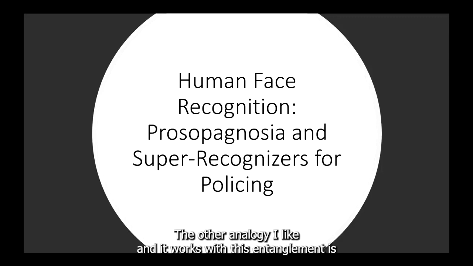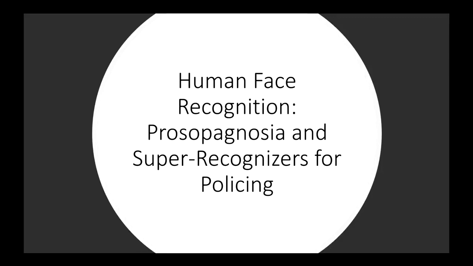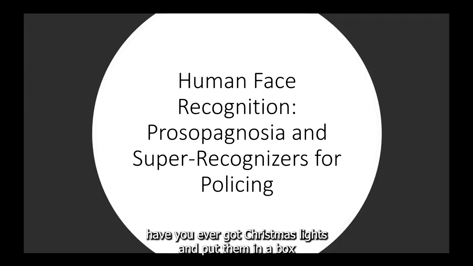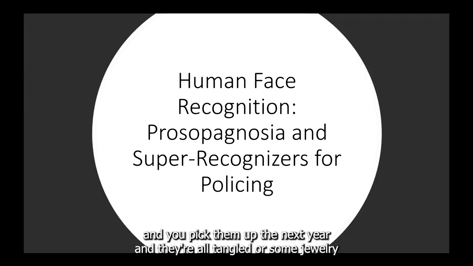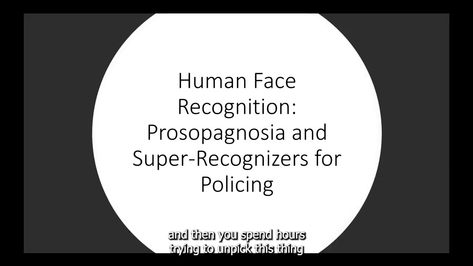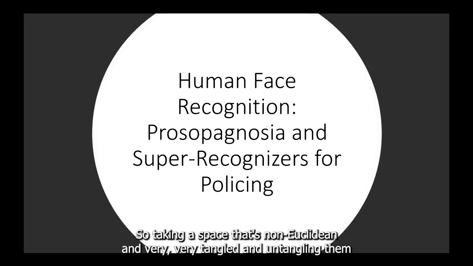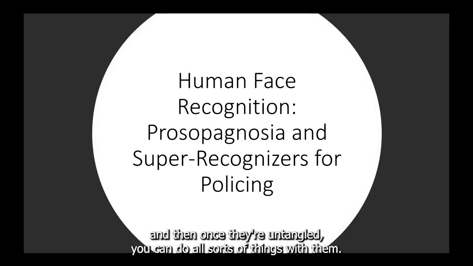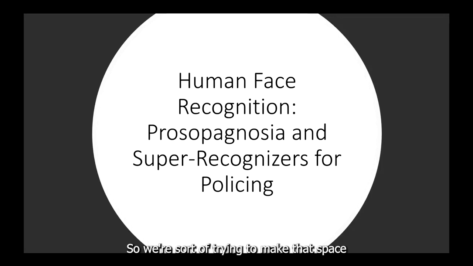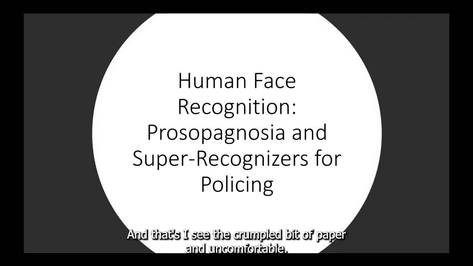The other analogy I like, and it works with disentanglement, is Christmas lights. Have you ever put them in a box and picked them up the next year and they're all tangled, or some jewellery? Then you spend hours trying to unpick it to get it into a nice straight line. That's sort of what the neural nets are doing for us. They're taking a space that's non-Euclidean, very tangled, and untangling it. Once it's untangled, you can do all sorts of things with it. So we're trying to make that space more natural and well-behaved, which is like uncrumpling a crumpled bit of paper.